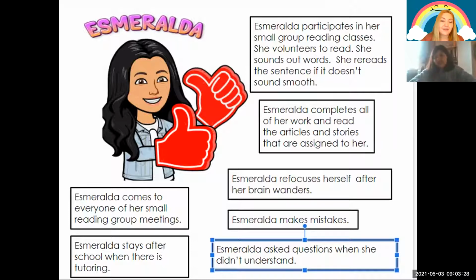Yeah, that's awesome, Esmeralda. And all of these things that you're doing, if you continue to do them, are you going to reach your next goals? Yeah, we'll work together as a team. I'll do my part doing the teaching, and then you do all of this stuff, all of the hard work that you've been doing, and then you'll reach your goals.